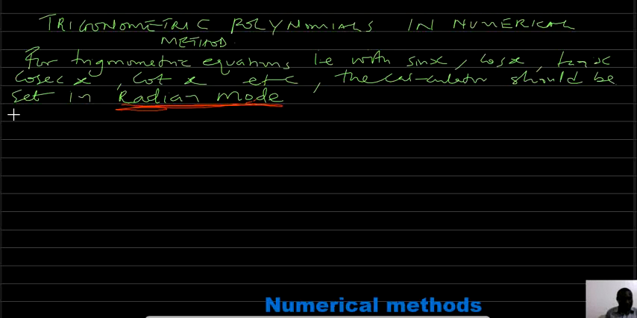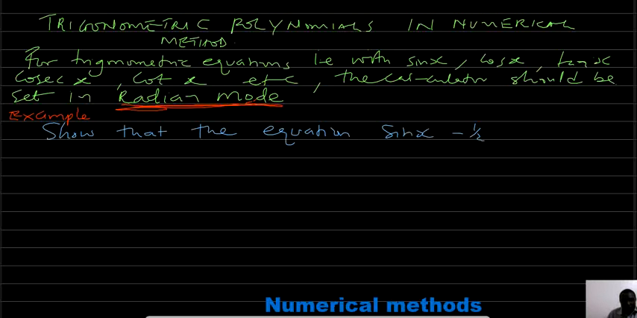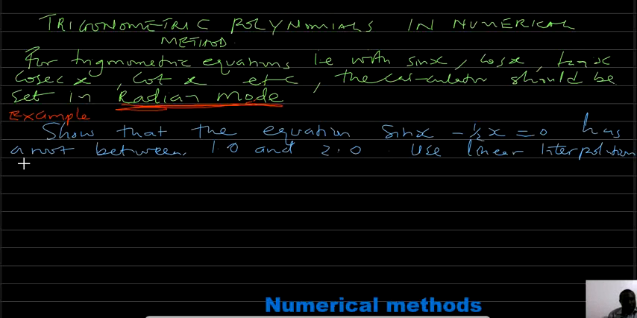Let's have an example. The first example here: show that the equation sine x minus a half x equal to 0 has a root between 1.0 and 2.0. Use linear interpolation to find the approximate root.